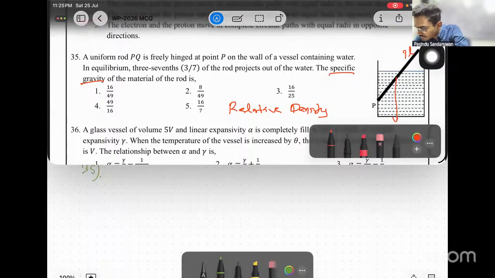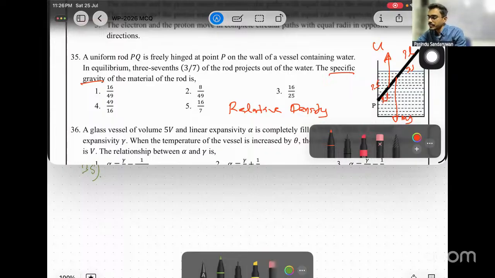So at this point, weight acts. Say mg acts at the point where the rod is divided equally. Then this side must be 3.5L, and this is also 3.5L. And we know upthrust acts at the center of buoyancy. Center of buoyancy is at the middle point of the immersed part. Now the immersed part is 4L long, then this is 2L.